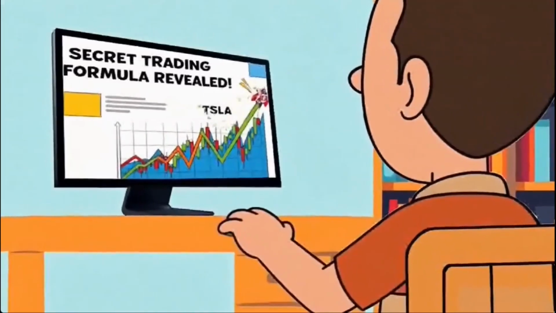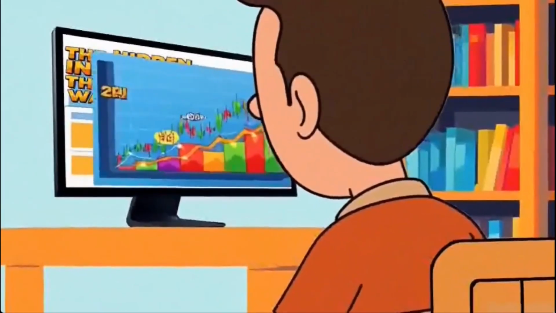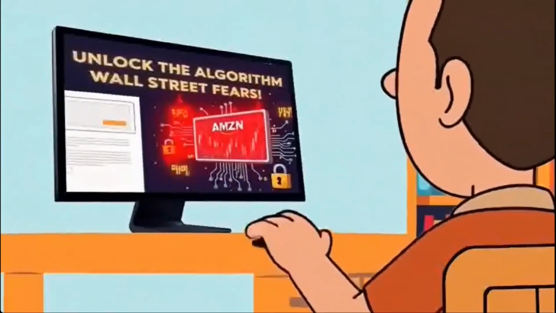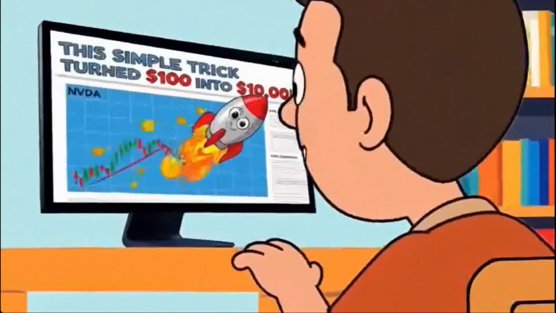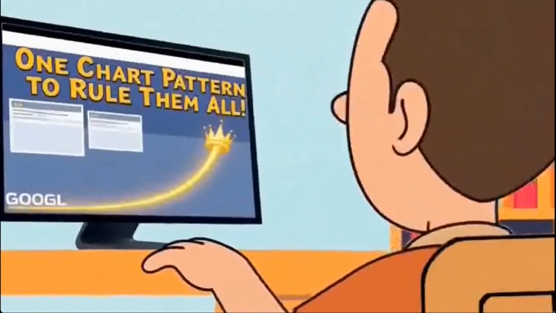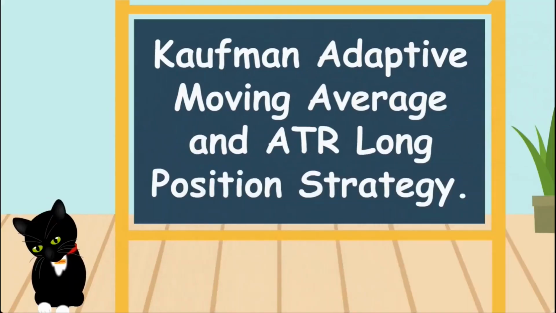If you've spent any time in the world of online trading, you've seen them: articles and videos promising spectacular returns with a secret combination of indicators. They show you a backtest on a hot stock like TSLA, and the equity curve goes straight to the moon. We recently came across one such article, Kaufman Adaptive Moving Average and ATR Long Position Strategy.